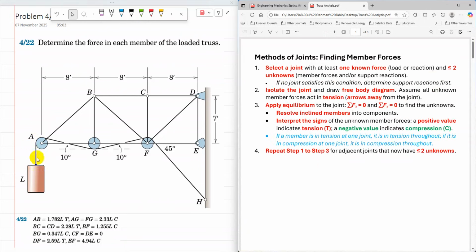So I'm going to start with joint A. At joint A, on the pulley, the tension in the cable is equal to L, and there are two unknowns, AB and AG. We need to isolate the joint and draw the free body diagram, assume all unknown member forces are in tension with arrows away from the joint, and then apply equilibrium to the joint by resolving inclined members into components.